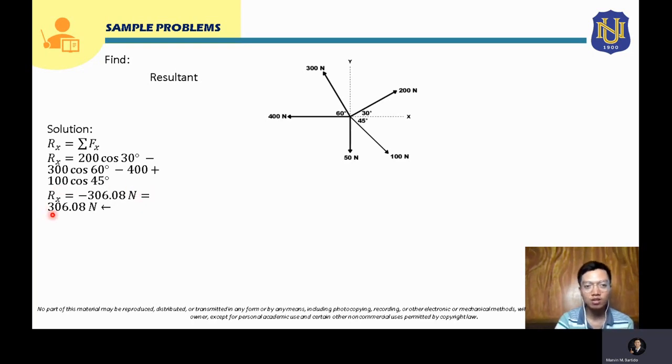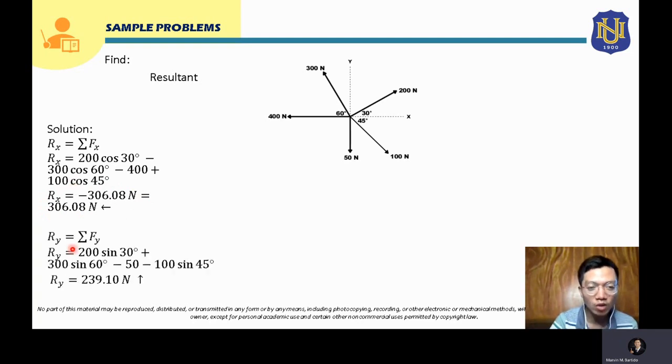Okay, now this is the value for Rx. Now let's solve for Ry. So Ry will be equal to summation of Fy. This will be the summation of all the vertical components of all the forces in the system. Again, we're going to follow the sign convention that if the force is upward, the sign is positive, but if the force is directed downward, the sign will be negative. So let's start to solve this. Ry is equal to, the first force is 200 Newton. So let's solve for the vertical component of the 200 Newton force.